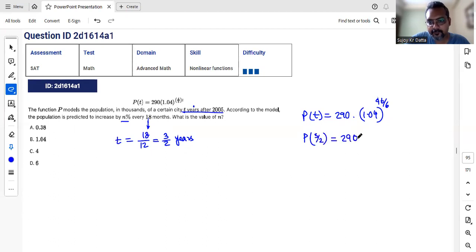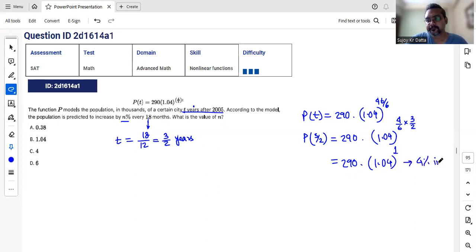that would be 1.04 to the power 4 over 6 times 3 over 2. So that would be 290 times 1.04 to the power 1. So that means there's a 4% increase. They're saying the population increases by n percent. What is n? n is 4%. n is not 1.04%, so be careful about that. Don't make a mistake there. It's just a 4% increase. Option C.